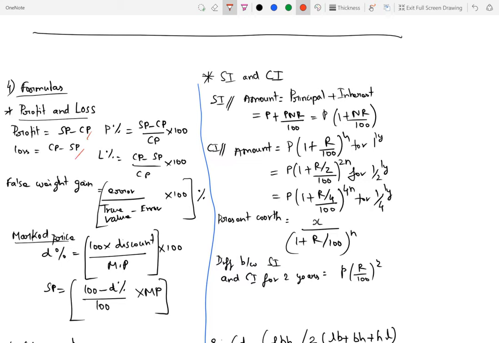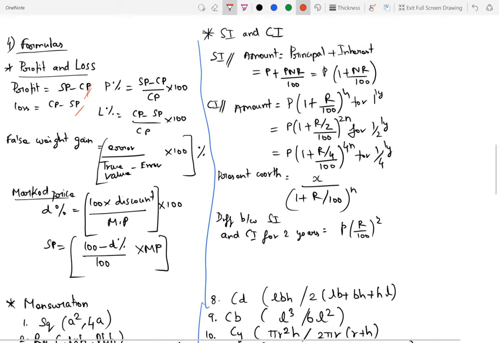We all know this. Profit percentage is nothing but selling price minus cost price divided by cost price into 100. Loss percentage is also nothing but cost price minus selling price divided by cost price into 100. False weight gain: what is the formula? Error by true value minus error into 100. These three are the most important ones.